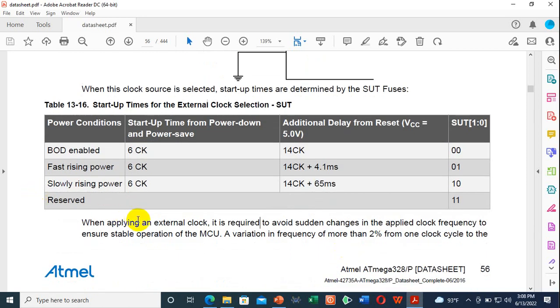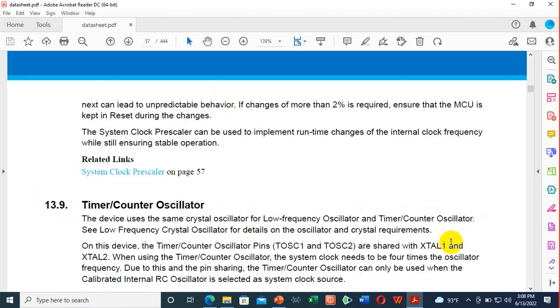When applying an external clock, it is required to avoid sudden changes in the applied clock frequency to ensure stable operation of the microcontroller unit. A variation in frequency of more than 2% from one clock cycle to the next can lead to unpredictable behavior. If changes of more than 2% are required, ensure that the MCU is kept in reset during the changes. The system clock prescaler can be used to implement runtime changes of the internal clock frequency while still ensuring stable operation.